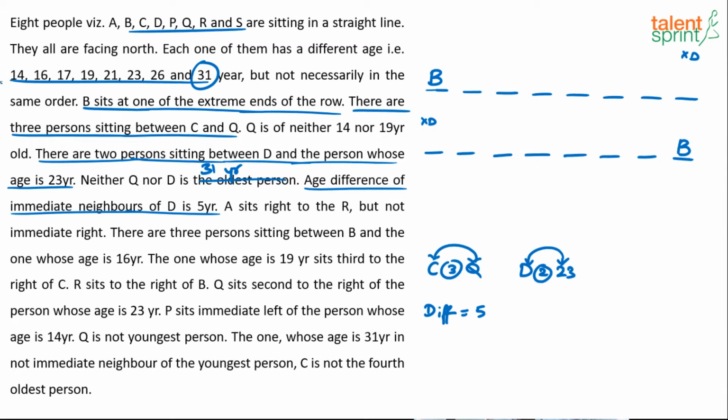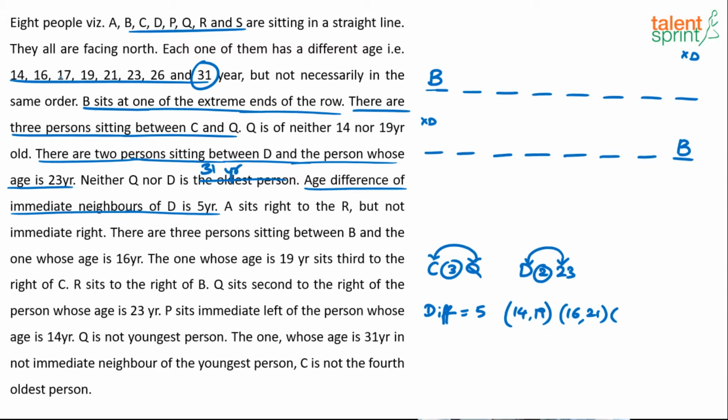But 14 minus 5 is 9, which is not available. So 14 and 19 is one possibility. What's the other possibility? Suppose it is 16. 16 plus 5, 21. Yeah, that's also possible. So one neighbor can be 16, the other neighbor can be 21.